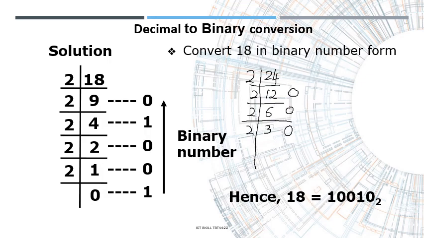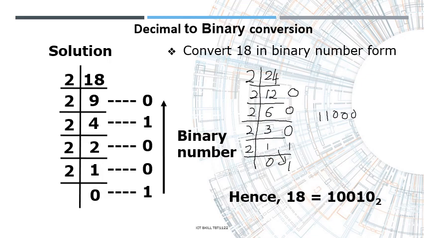Then 3 divided by 2 is 1, remainder 1. You put the 1 here. And 1 divided by 2 is 0, remainder 1. Bring the 1 here. So the answer will be 1, 1, 0, 0, 0.